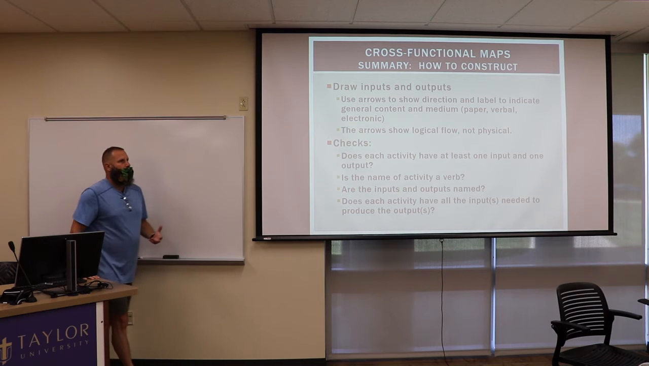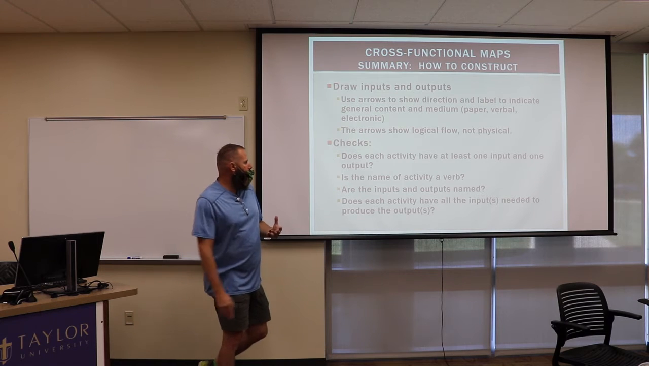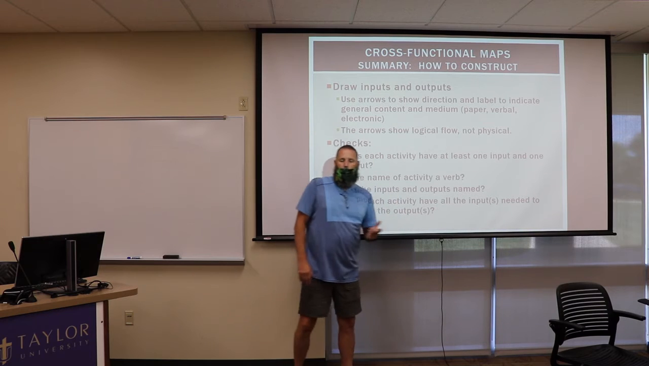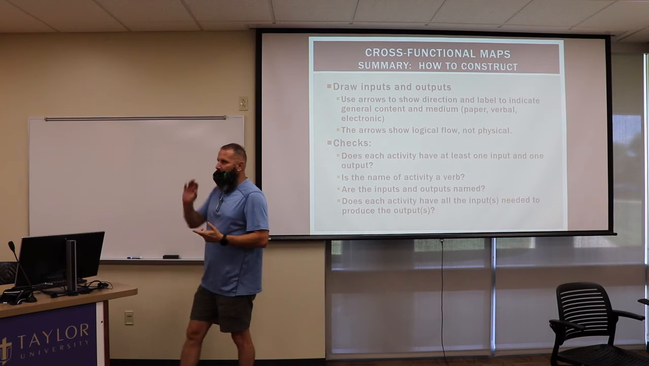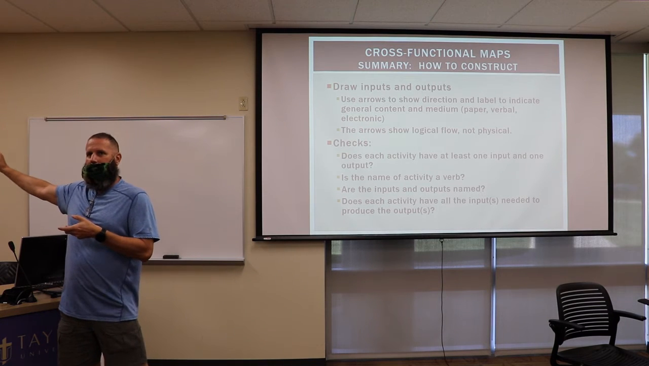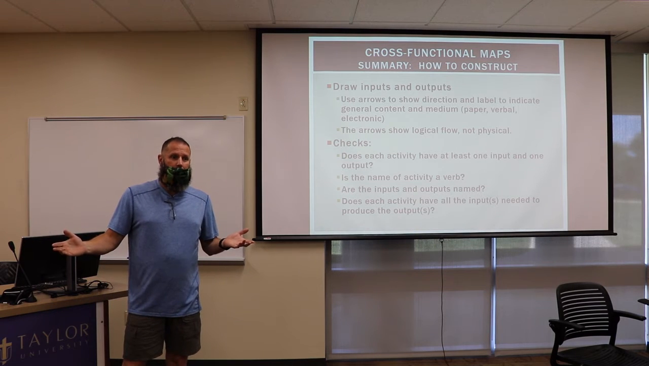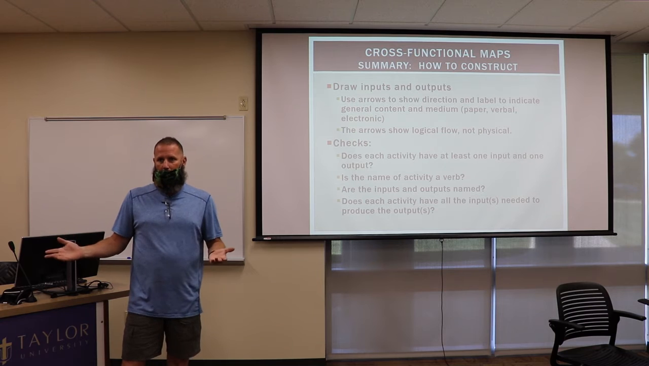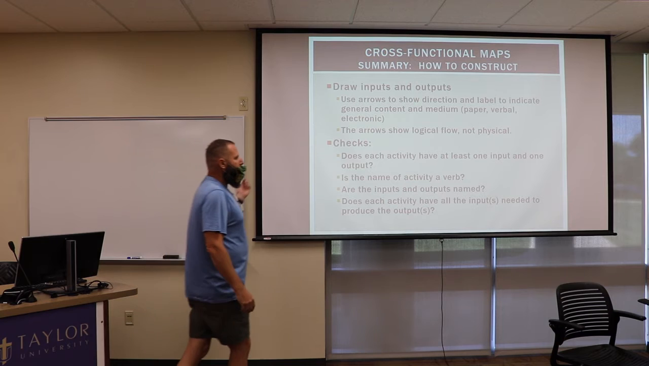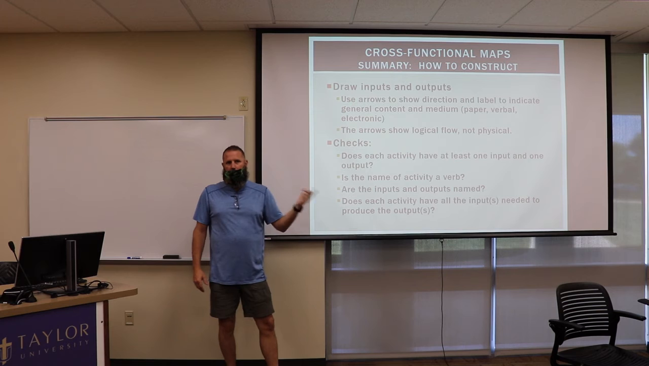As we draw this, we want to check to make sure that we're including everything that has to be there. Does each activity have at least one input and one output? If I've got an activity, make hamburgers, and then we show it going off to the expediter, there's something missing there. Where did the hamburgers come from? They didn't just magically appear, they came from somewhere. So when we go back through, we want to look at whether there is at least one. There has to be an input and an output.